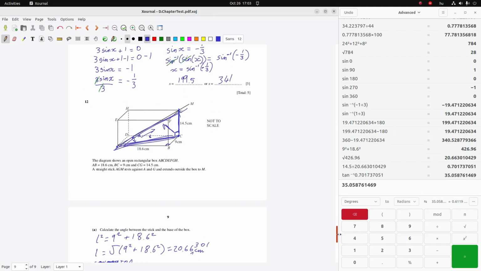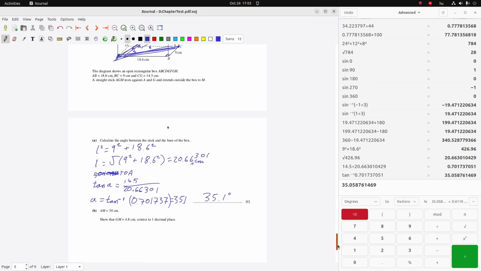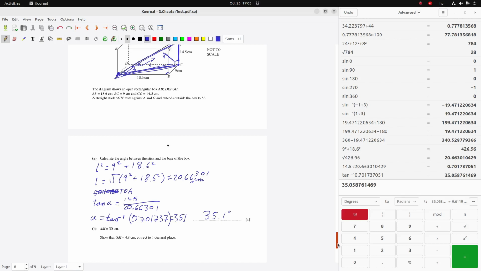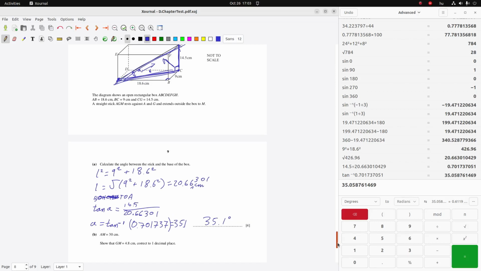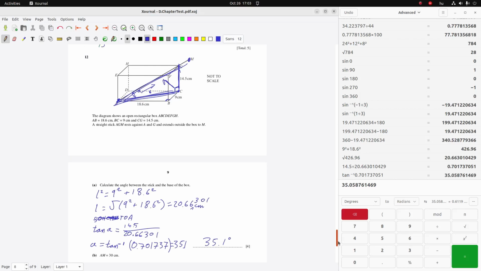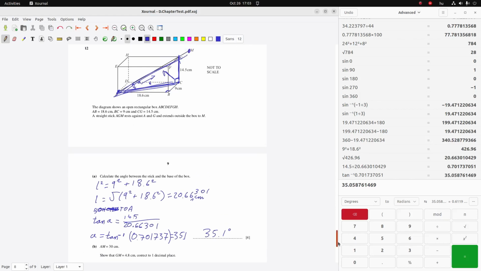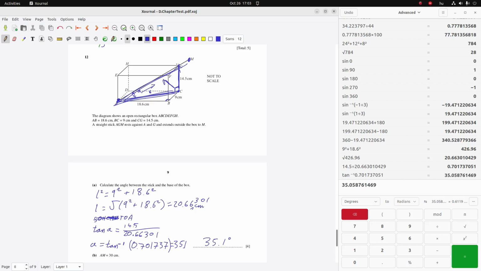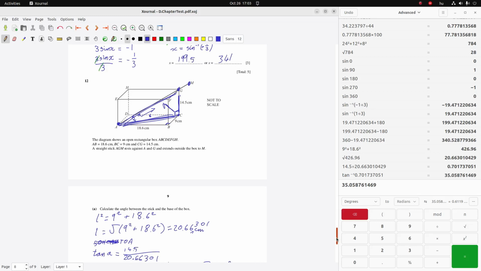Now AM is equal to 30 centimeters. A is over here and M is over here, so we know the distance all the way to the end of the stick is 30 centimeters. Show that GM is equal to 4.8, correct to 1 decimal place. Okay, not so hard. First of all, we need to calculate this distance from A to G. Let me just erase this a little bit so we can see. And we know this distance and this distance, so that should be easy.